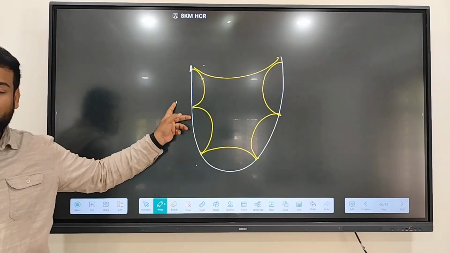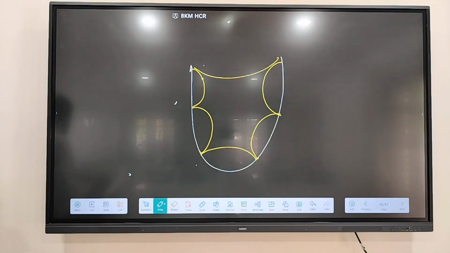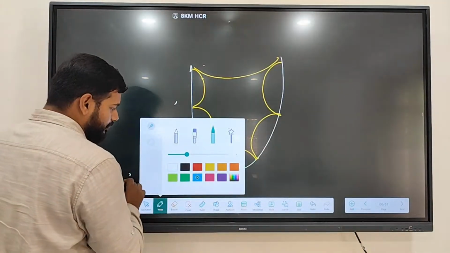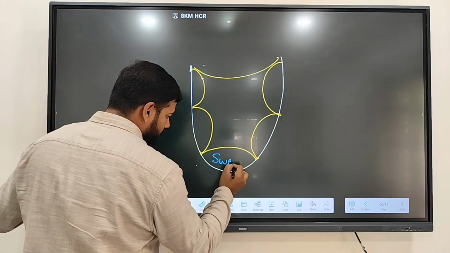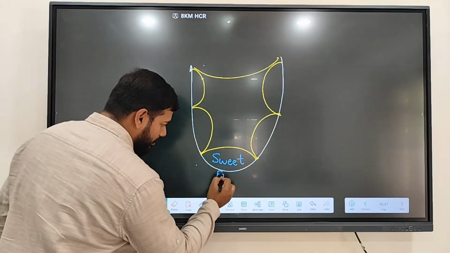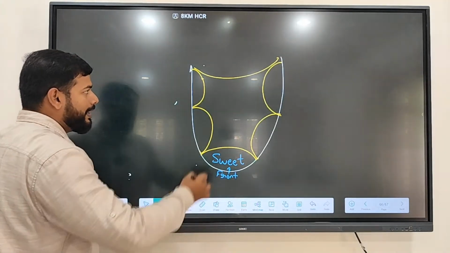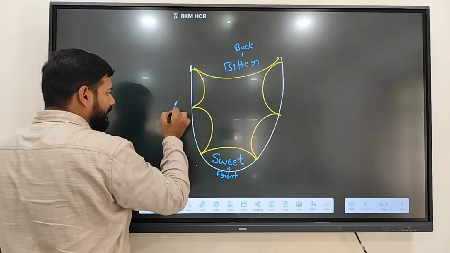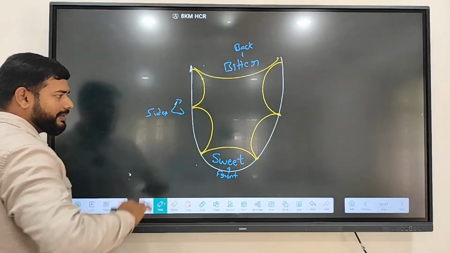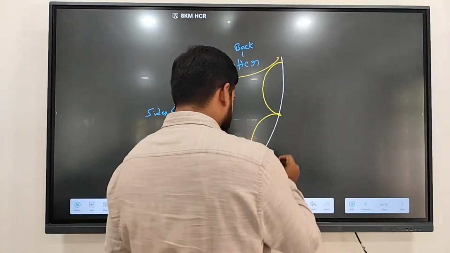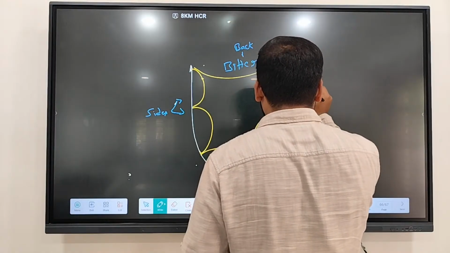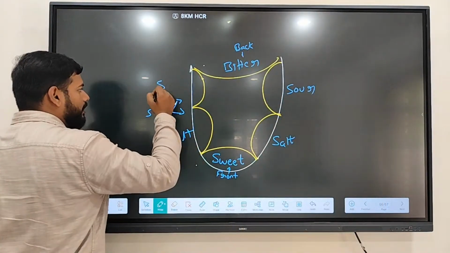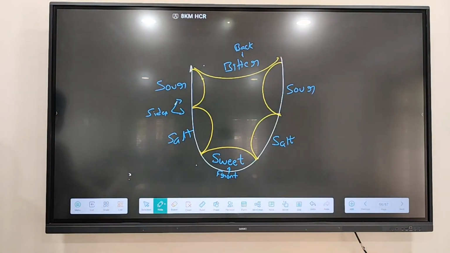Like that, in the tongue, in each and every part we can detect taste, but in particular regions, in the front, in the back, in the sides, we have special taste buds, more in number. In the front, we have taste buds to detect sweet taste. In the back, we have taste buds to detect bitter taste. Then at both the sides, we have salt and sour taste detecting regions. We don't have a particular region for spice, no particular region, everywhere.